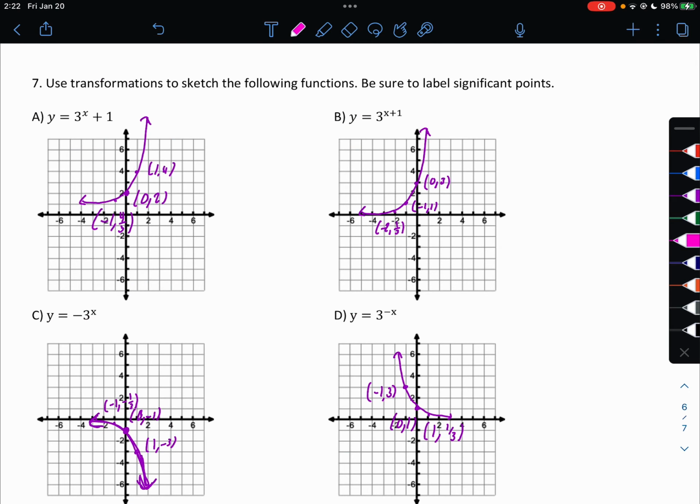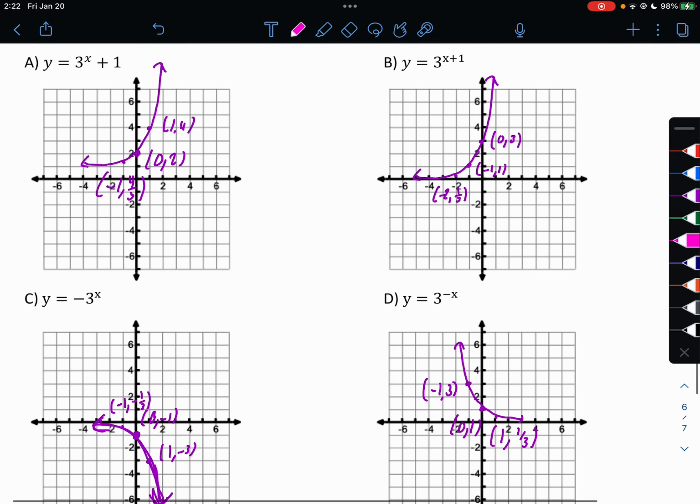All right, here are the answers to the last 4 problems. Well, it's really one problem, just 4 different transformations on the graph of 3 to the x.